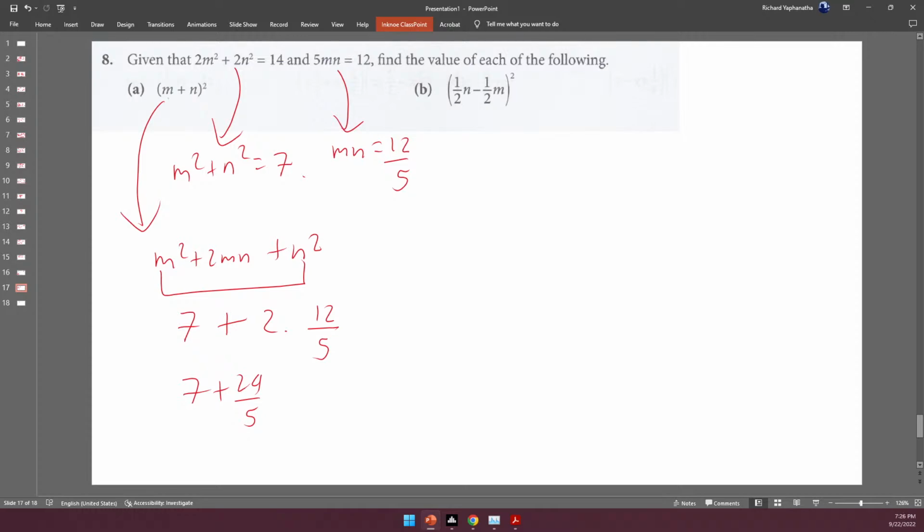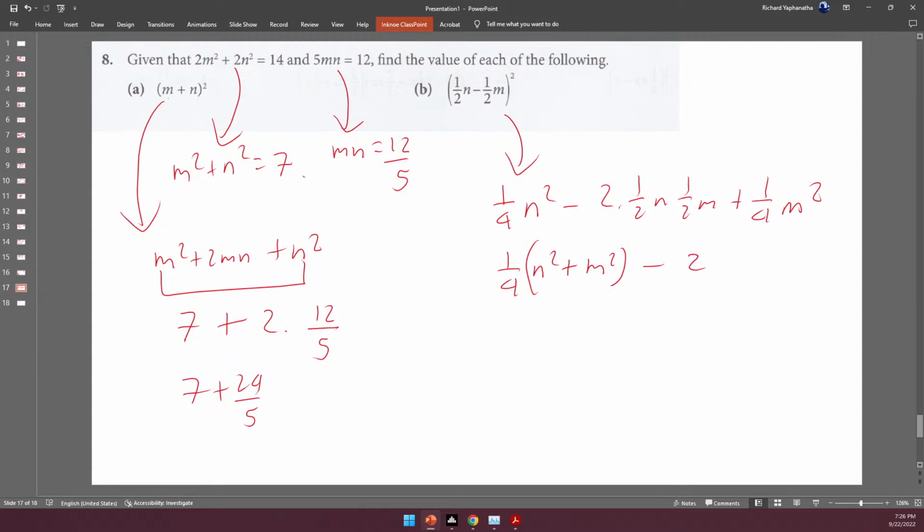I have a question for number 3. I mean substitution. This one, you open up the same one. It will be 1/4 n squared minus 2 multiplied by half mn plus 1/4 m squared. Hold up, I'm thinking. So it will be 1/4 minus 2, not 2, half mn. So it will be 1/4 multiplied by 7, half of 12/5.